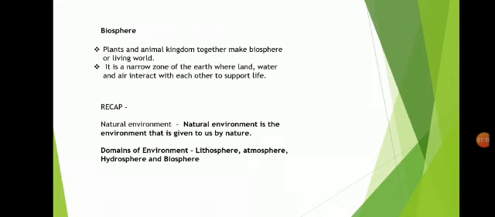Let us have a quick recap. Today we have learned natural environment is an environment given to us by nature. We have also learned the domains of this natural environment, which are lithosphere, atmosphere, hydrosphere and biosphere.